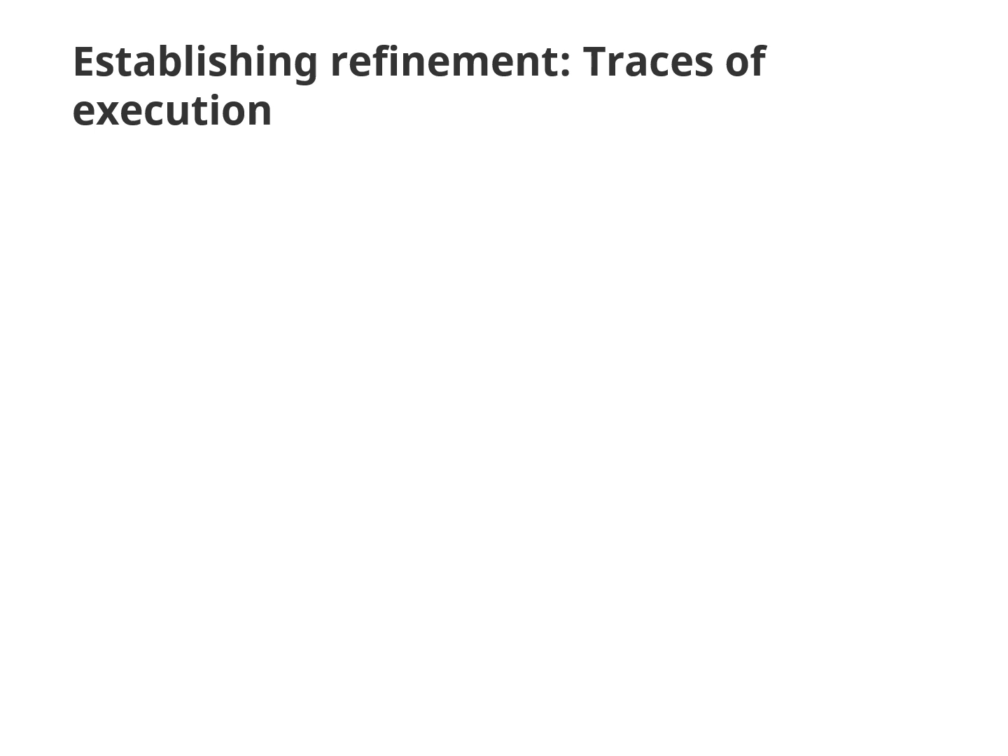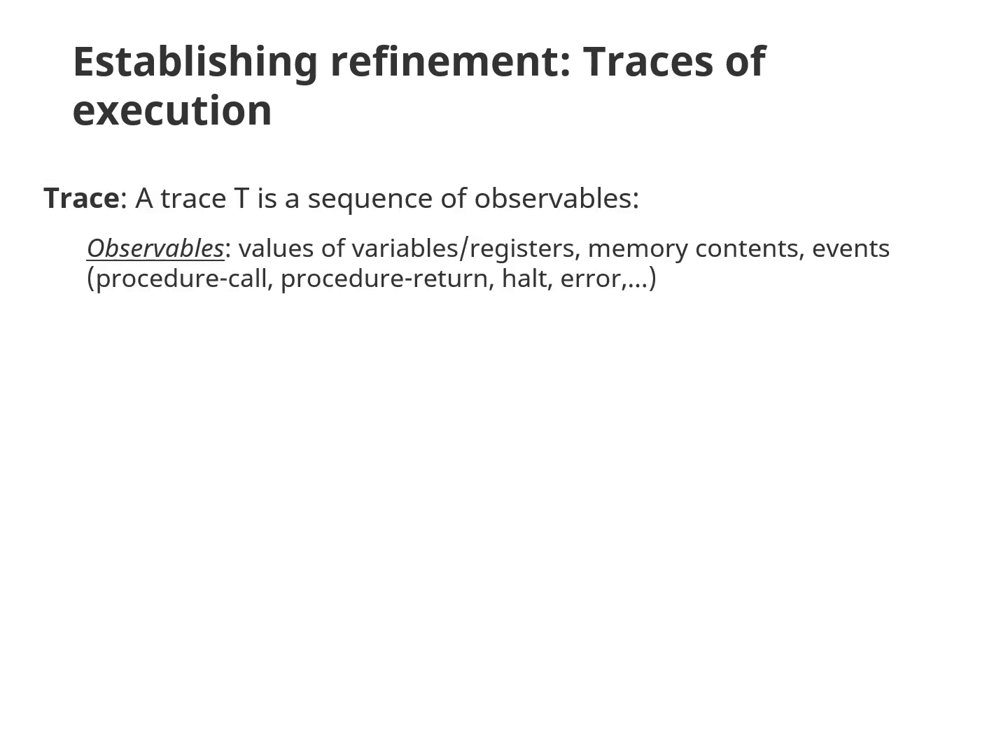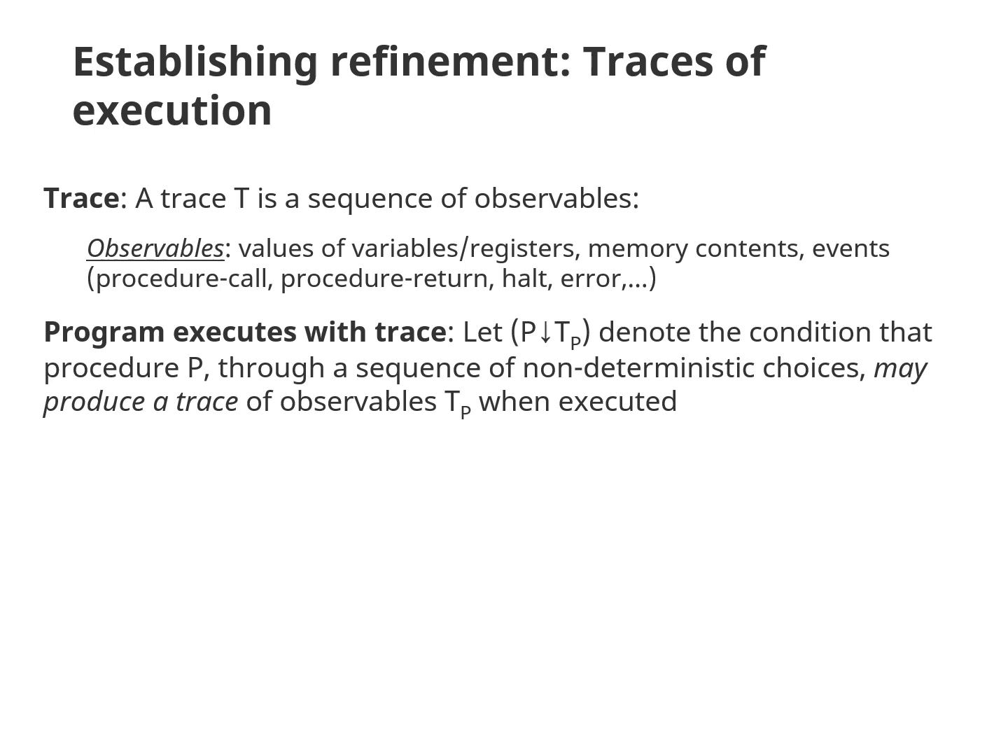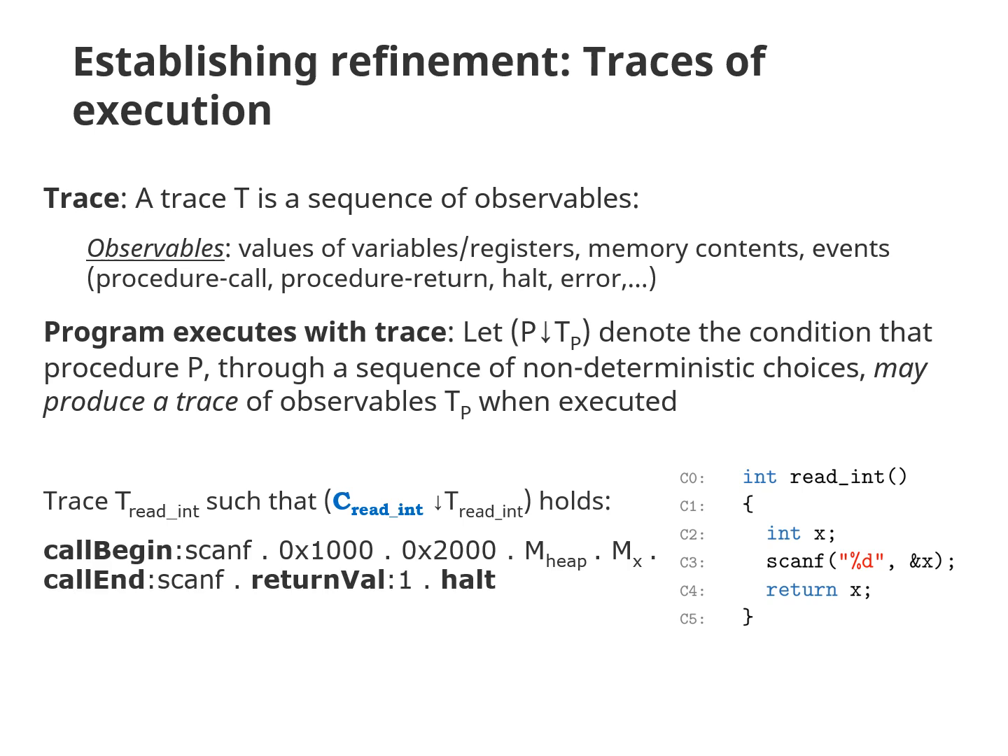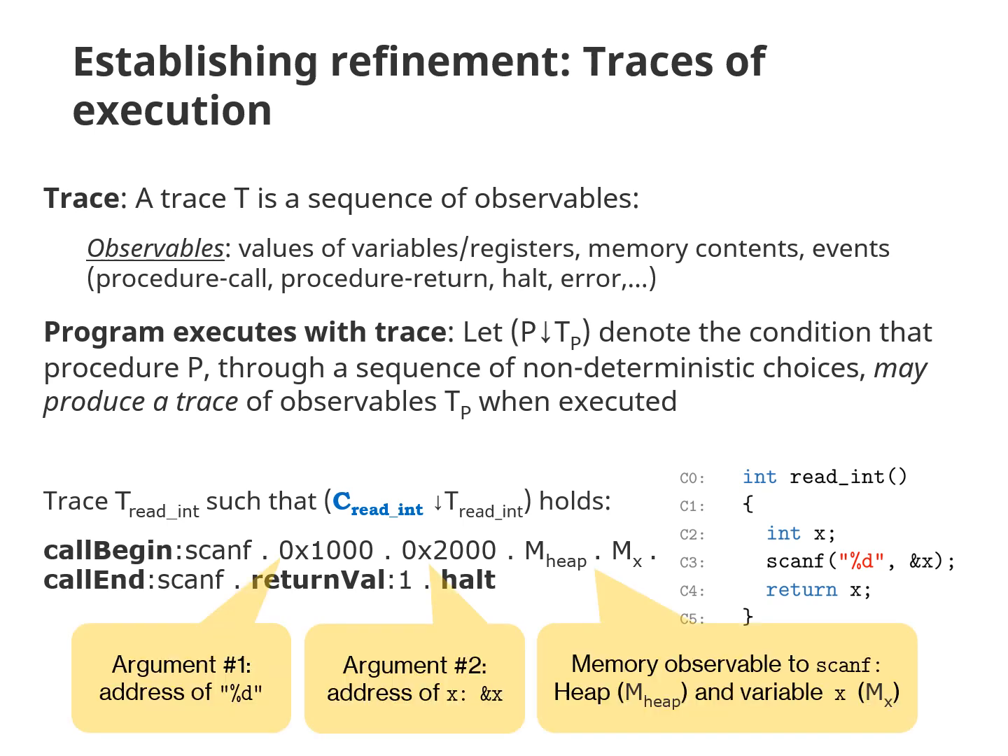Let's put our correct translation definition on a more concrete footing before discussing more nuances associated with assembly modeling. We define a trace as a sequence of observables, where observables include values of program variables or machine registers, memory contents, or events, including procedure call, procedure return, halt, or occurrence of error. We say that a procedure P executes with trace T sub P if procedure P, through a sequence of non-deterministic choices, may produce a trace of observables T sub P. For example, execution of readint may produce the following trace. Note that the observables in this trace include a procedure call event for scanf, the arguments, which are addresses of the format string and variable x, and the memory visible to scanf, which is the heap and memory region of variable x.